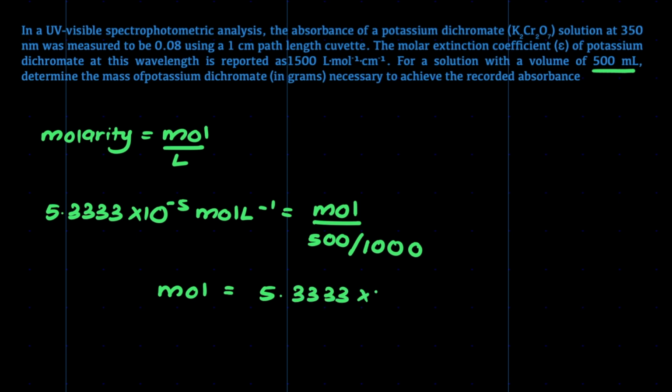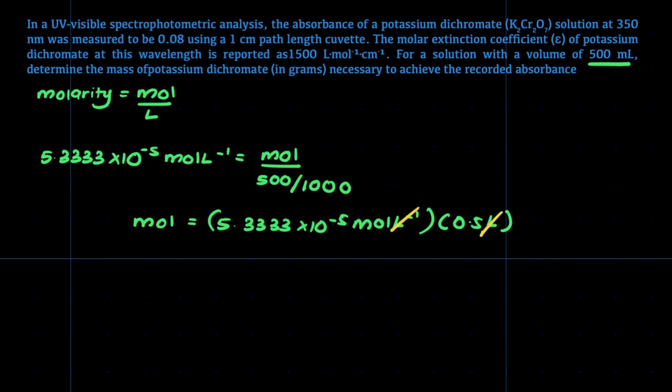5.3333 times 10 to the power of -5 mole per liter, and then you need to times 0.5 liter. So here you can slash this out, and therefore you will get the number of mole for your potassium dichromate is equivalent to 2.6667 times 10 to the power of -5 mole of potassium dichromate.